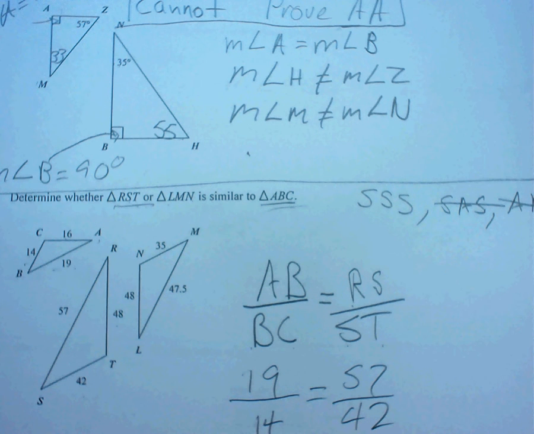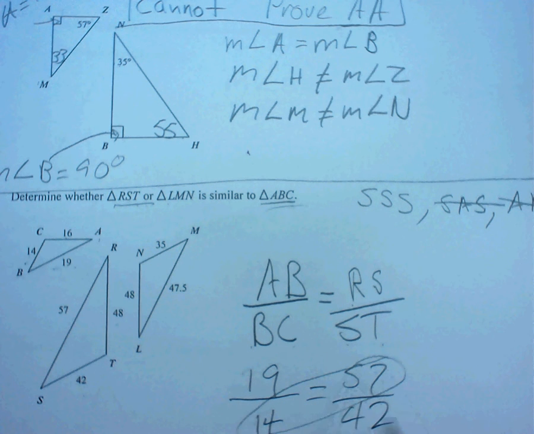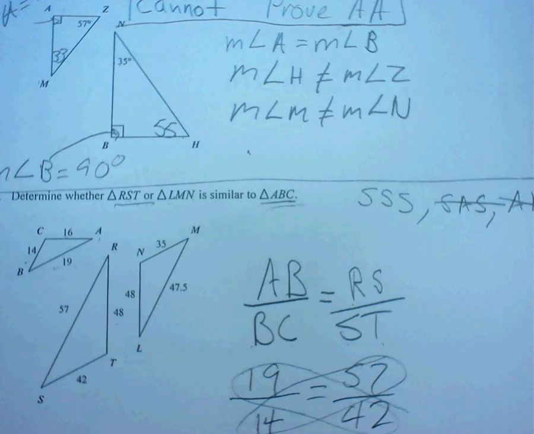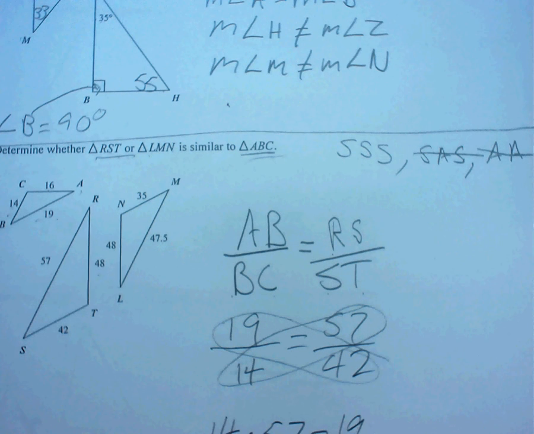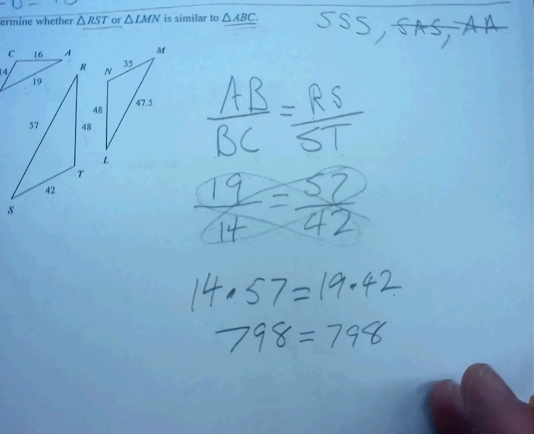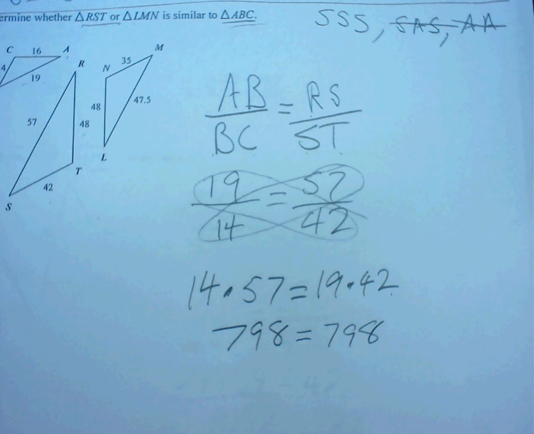Now, if I cross multiply this and they're equal, in other words, the left-hand side of the equal sign equals the right-hand side, then I know that they're similar. Let's see. 14 times 57 equals 19 times 42. I don't even need the calculator because I know that 14 times 57 is 798, and 19 times 42 is also 798. So they are equal. Oops, I'll slide it up so you guys can see it. That'd probably help.